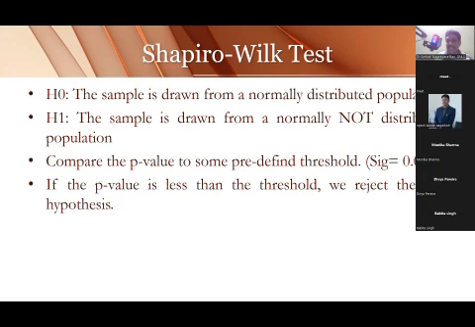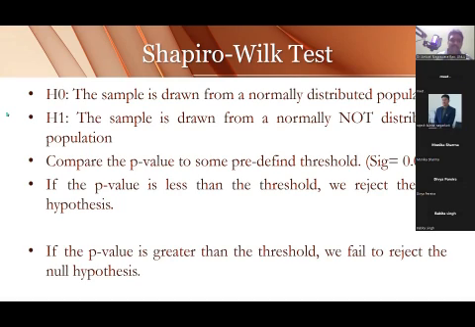If the p-value is less than the threshold, that is, less than 0.05, we reject the null hypothesis. It means we reject the null hypothesis that the sample is drawn from a normally distributed population. In case the p-value is greater than the threshold, that is greater than 0.05, we fail to reject the null hypothesis. So this is how we are going to report the normality of the data here.